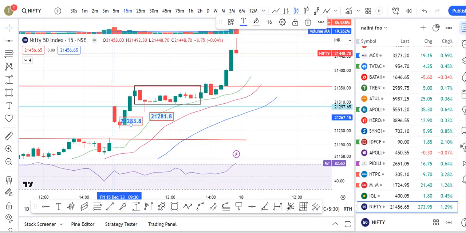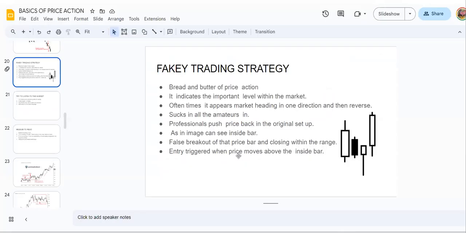Let me show it on the... just a second. This is a Fakey trading strategy. It is the bread and butter of price action. You can read up on it. It indicates an important level within the market. Oftentimes it appears the market is heading in one direction and then reverses, sucking all the amateurs in, and then professionals push price back in the original direction.